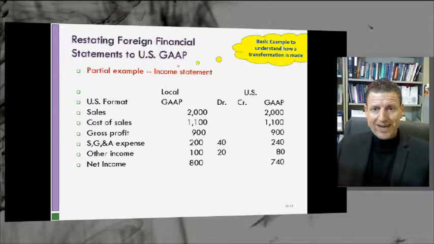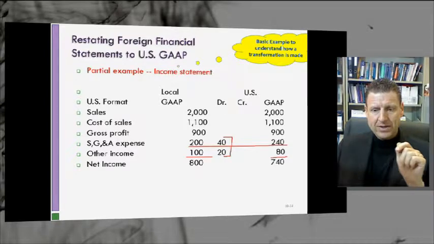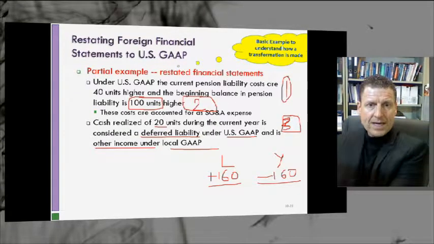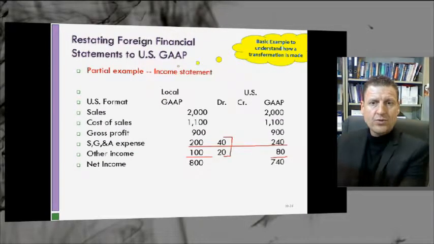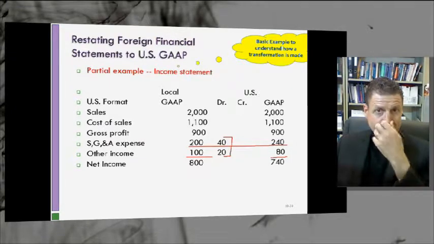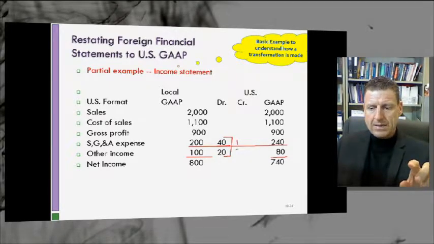So we have the two income amounts that are adjusting, we are actually increasing our sales good and administration expense by $40. We are reducing other income by $20. So other income is only $80. Why did we do that? Remember, cash realized of 20 units during the current year is considered a deferred liability. Okay, so it's a deferred liability under US GAAP. So we cannot add it to our other income during that period when we move from local GAAP to US GAAP. All right, so we've got 20 less income here. We have 40 less income as a result of recognizing 40 units of more expenses here. So this is our 1 and this is our 3.